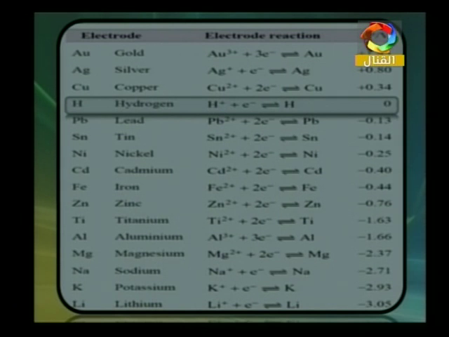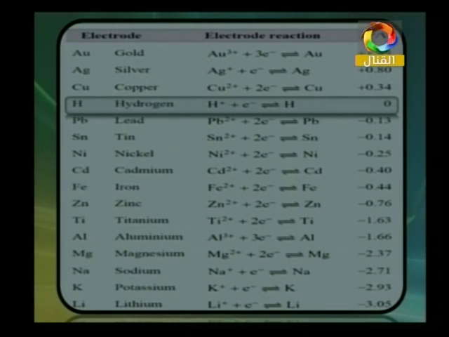Again, we have hydrogen here. Hydrogen, it means what? It means the standard hydrogen electrode that is called 0 or equal 0. And before this, we have copper, it's positive 0.34 volt. And we have the silver, which is more than this, 0.80. And after that, we have gold, 1.43.